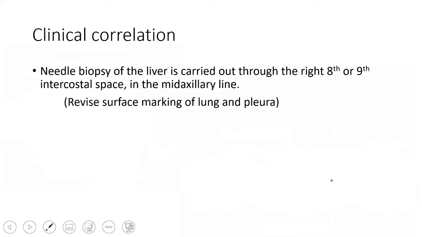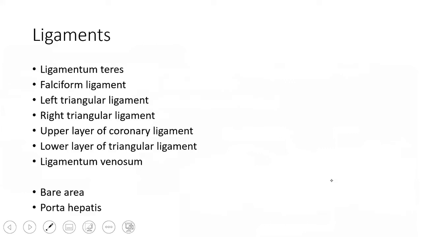Okay, so this is what I have mentioned. Needle biopsy of the liver is carried out through the right 8th or 9th intercostal space in the mid-axillary line. Then we come to the ligaments of the liver.